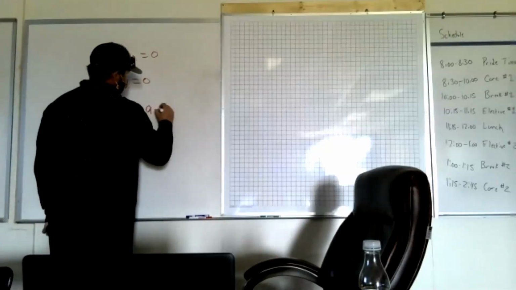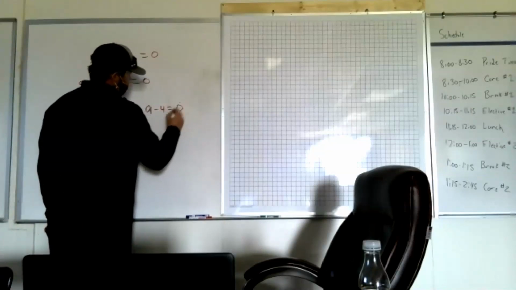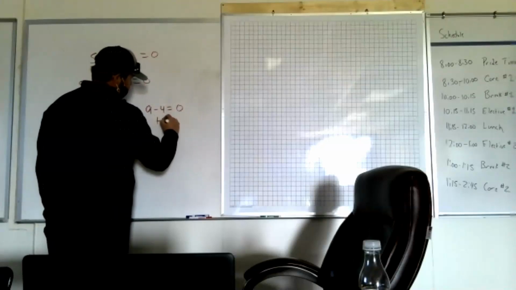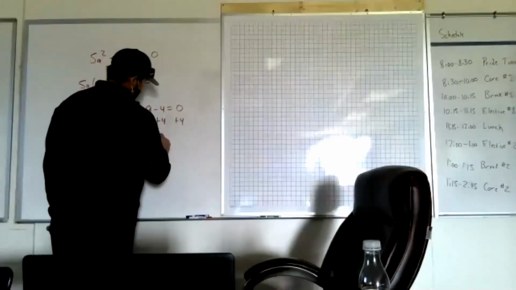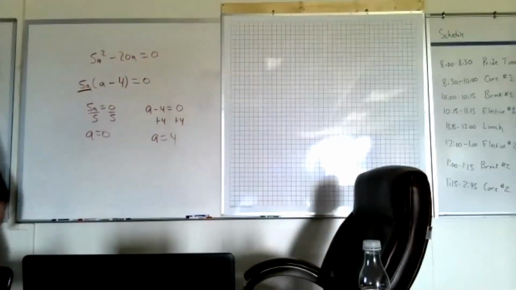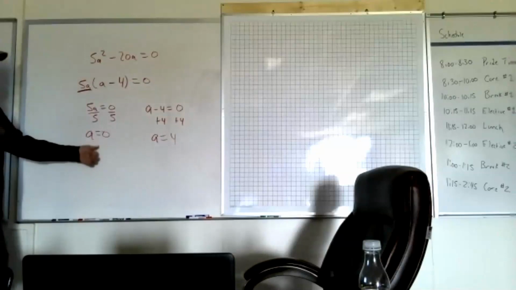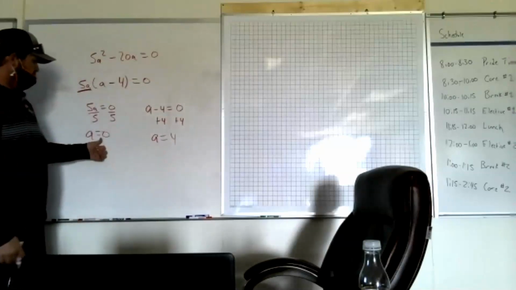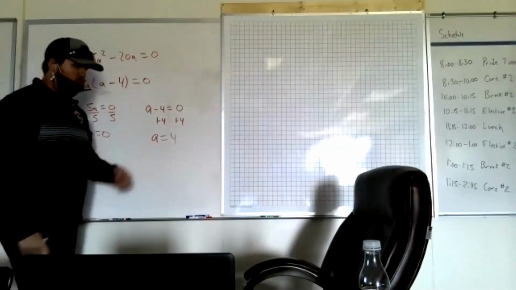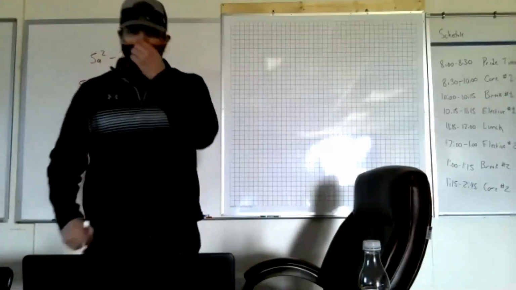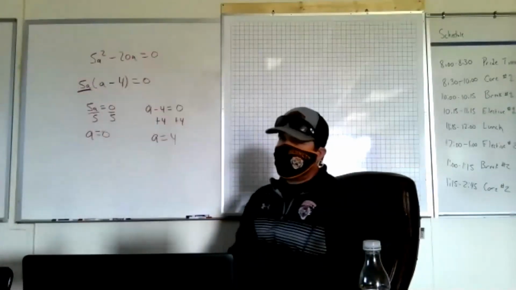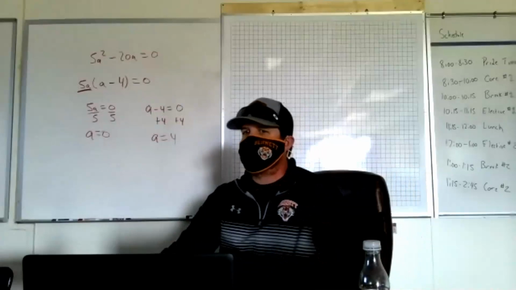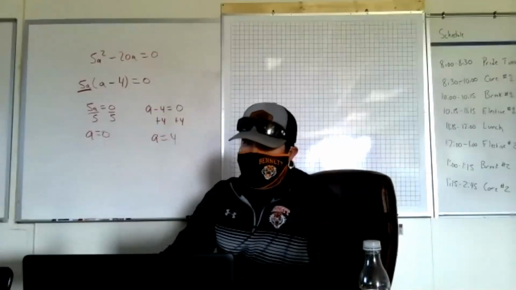And A minus 4 set equal to 0. Solve for A by adding 4 on both sides. Gives you that A is equal to 4 and 0. So on our graph, these are our x-intercepts. We're going to have one at the origin. We're going to have one at the x value of 4 on the xy coordinate plane. Those are the solutions to our quadratic equation.